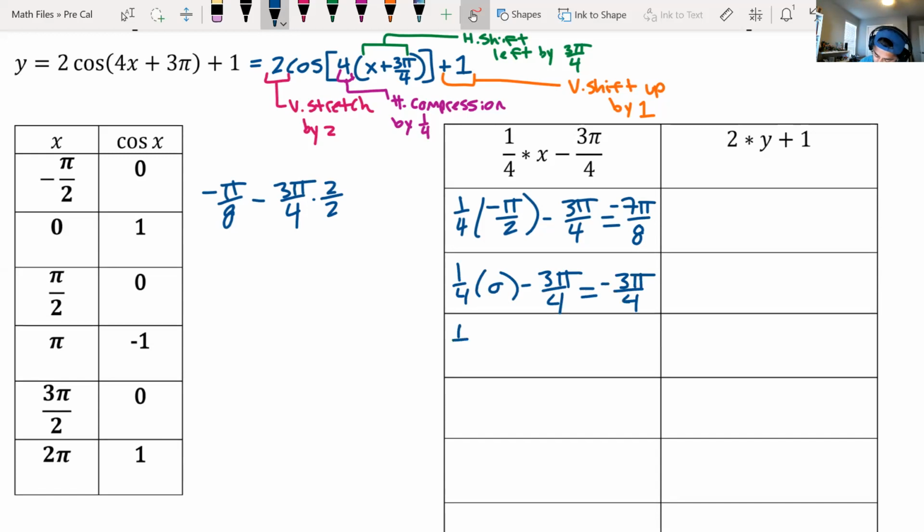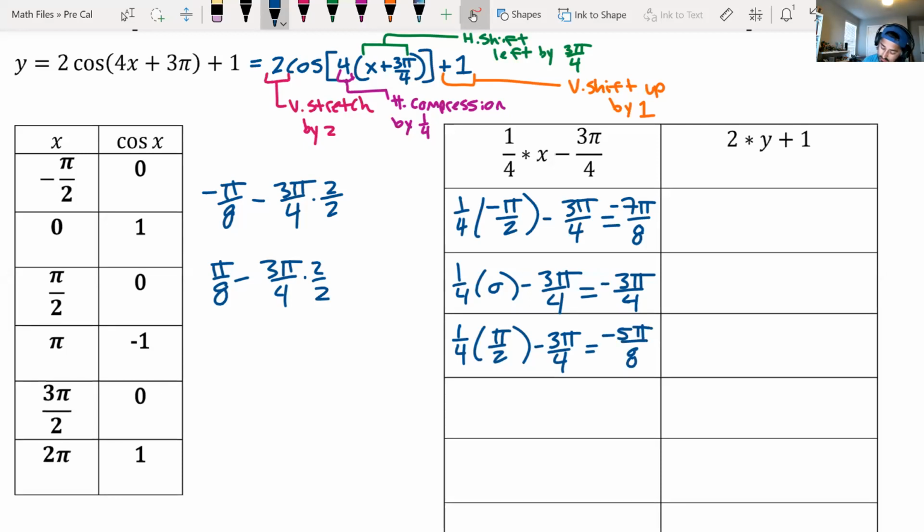Okay. And then 1/4 times pi over 2 minus 3 pi over 4. You get pi over 8 minus 3 pi over 4. Multiply that by 2 over 2. Pi over 8 minus 6 pi over 8, you get negative 5 pi over 8. And then 1/4 times pi minus 3 pi over 4. You get pi over 4 minus 3 pi over 4, giving me negative 2 pi over 4, right? Which is negative pi over 2.